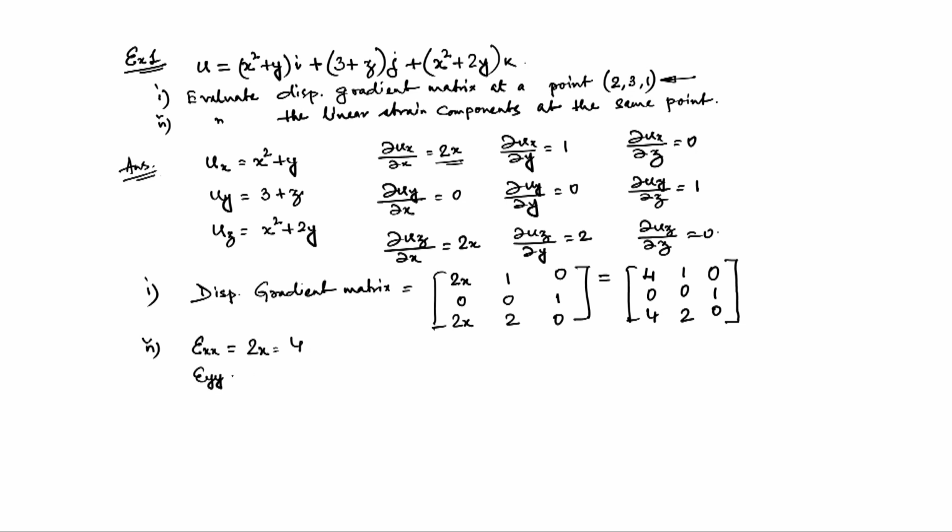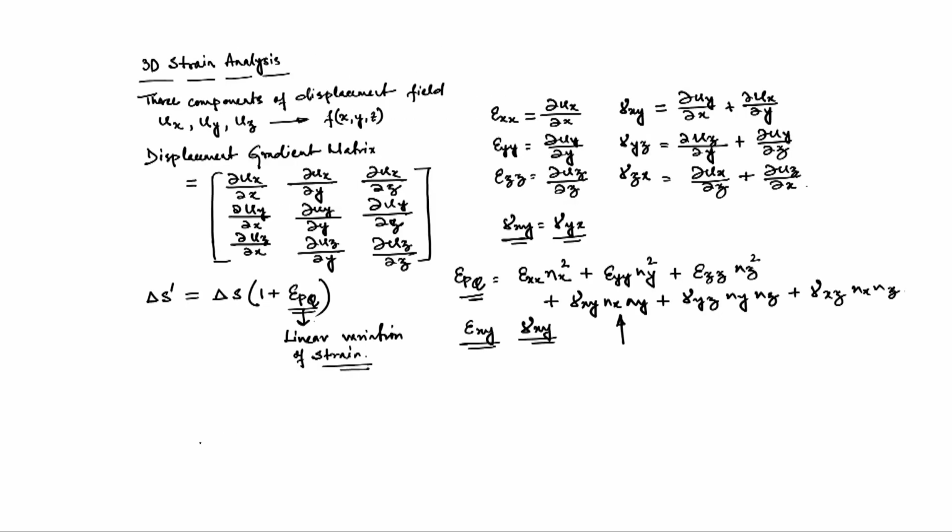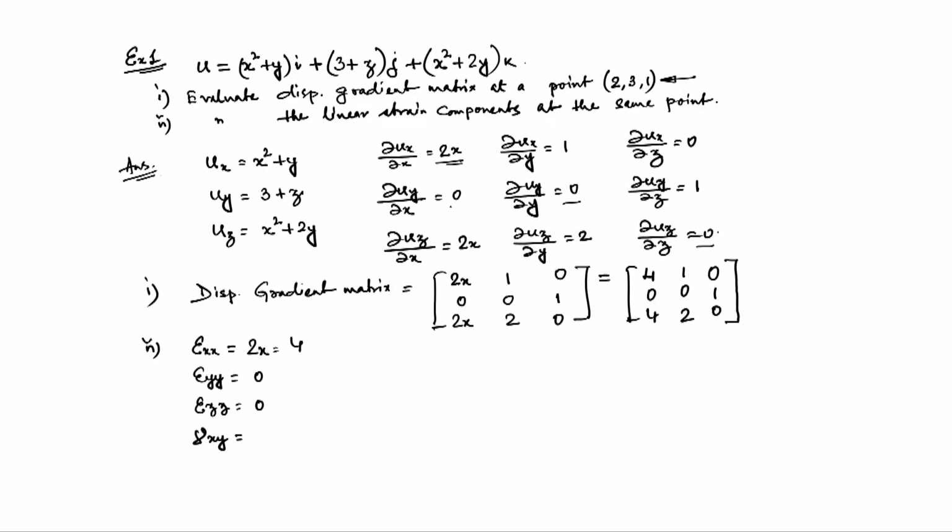Similarly, epsilon yy, which is here, is 0. Epsilon zz, which is here, is again 0. Then we have gamma xy, that expression we have already derived here, right. So, u y with respect to x plus u x with respect to y, so this one plus this one, right. We have 0 plus 1, which is equal to 1.